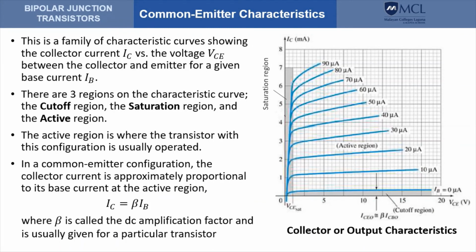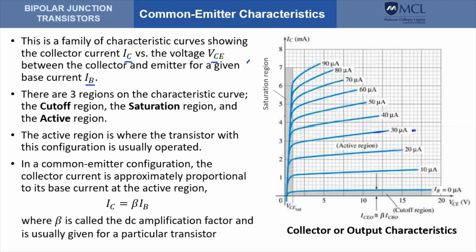We also have the collector or output characteristics of the common emitter configuration. This is also a family of curves, and this is a plot of the collector current versus the collector emitter voltage for a given base current. So for example, if we have a base current of 30 microamps here, that would be the output characteristic curve here.